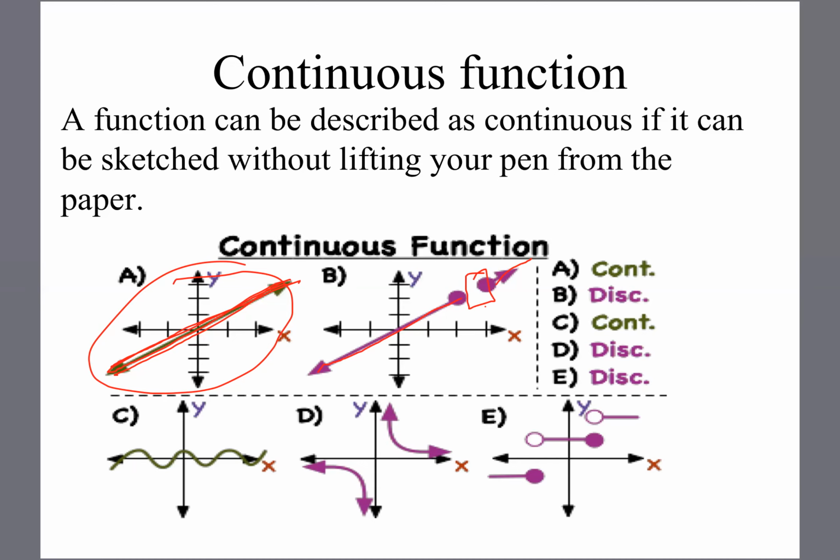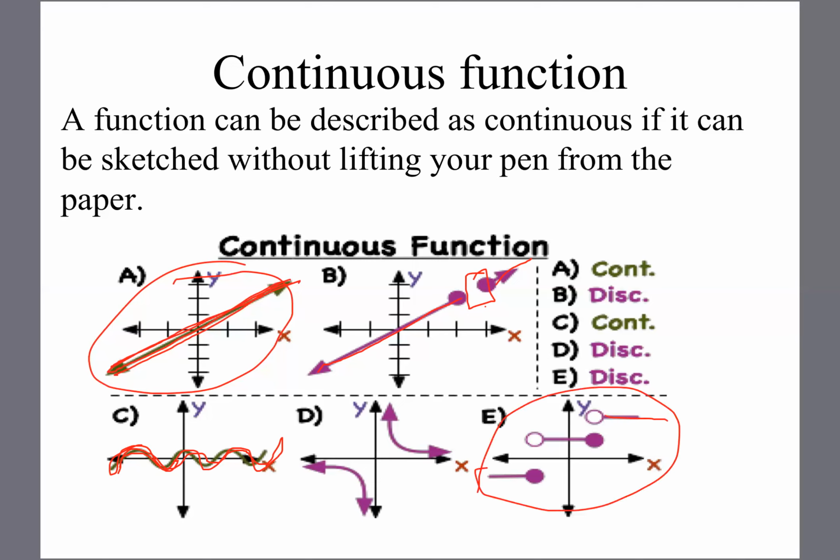And also, sorry, not y, C. Graph C is also a continuous function because its shape is a little bit different, but it's continuous, right? But D is not a continuous function, that means a discontinuous function. Also E is a discontinuous function. Why?